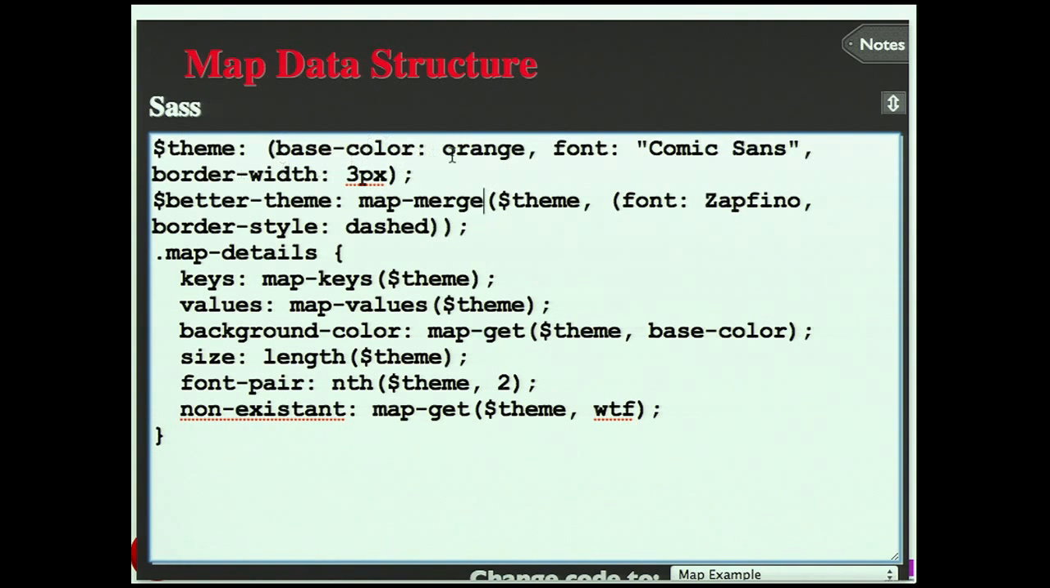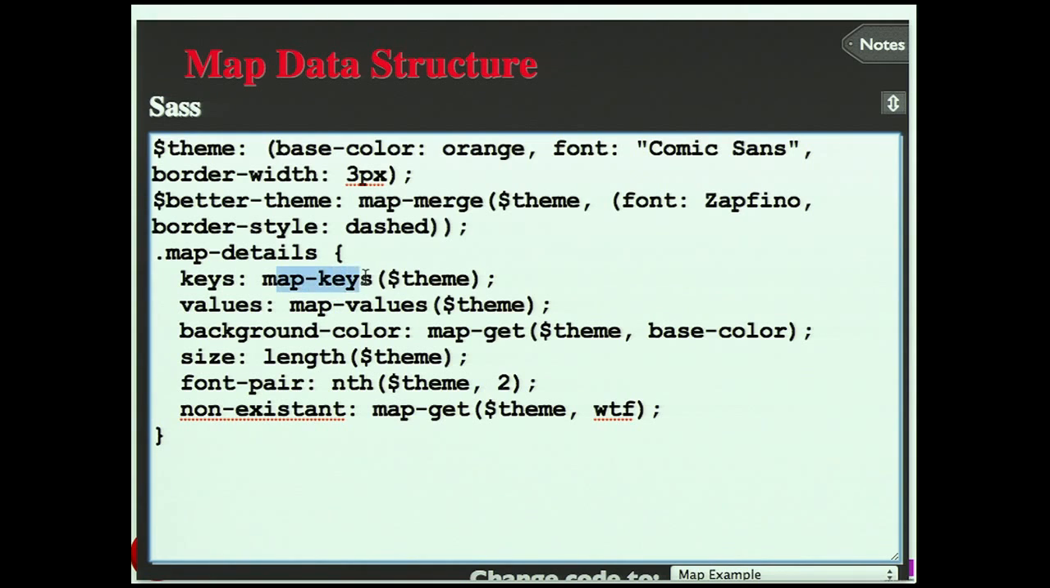From there, you can now have a map, and you can use that map to store information. You can pass that around. And so here's an example of me building a theme, defining some basic structures of that theme. And then if I want to inherit from that theme and make a new, better theme, I can use the map merge function to add more properties to the base theme. And then I can basically access the data from inside the map and go through it.